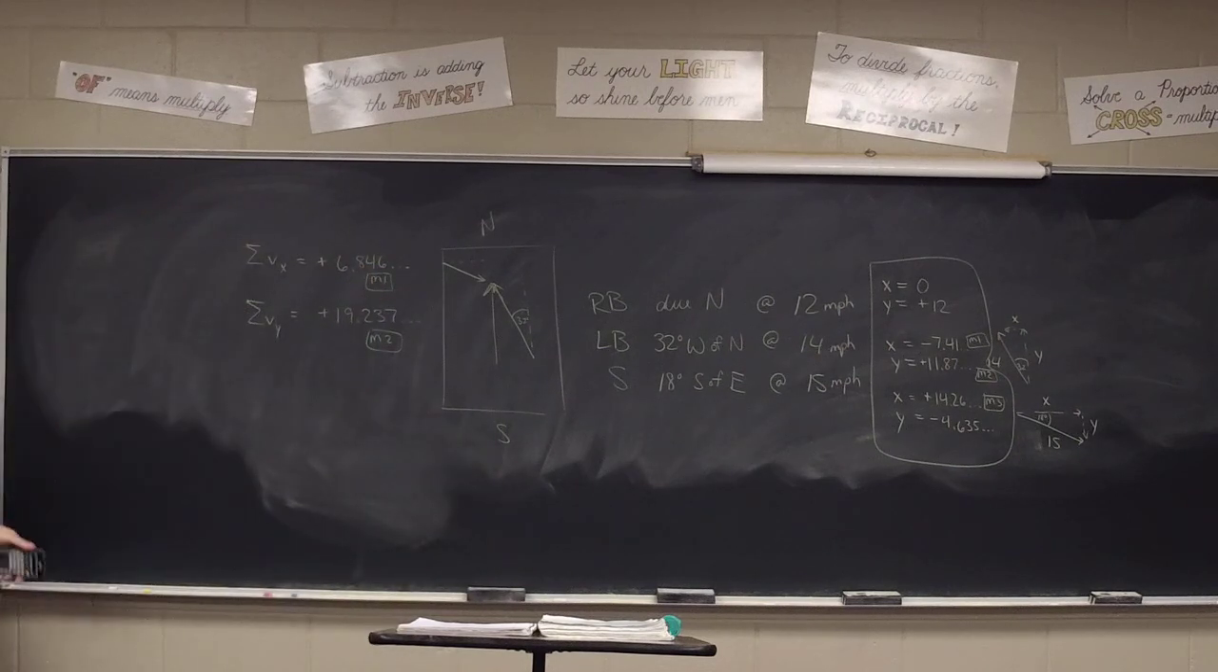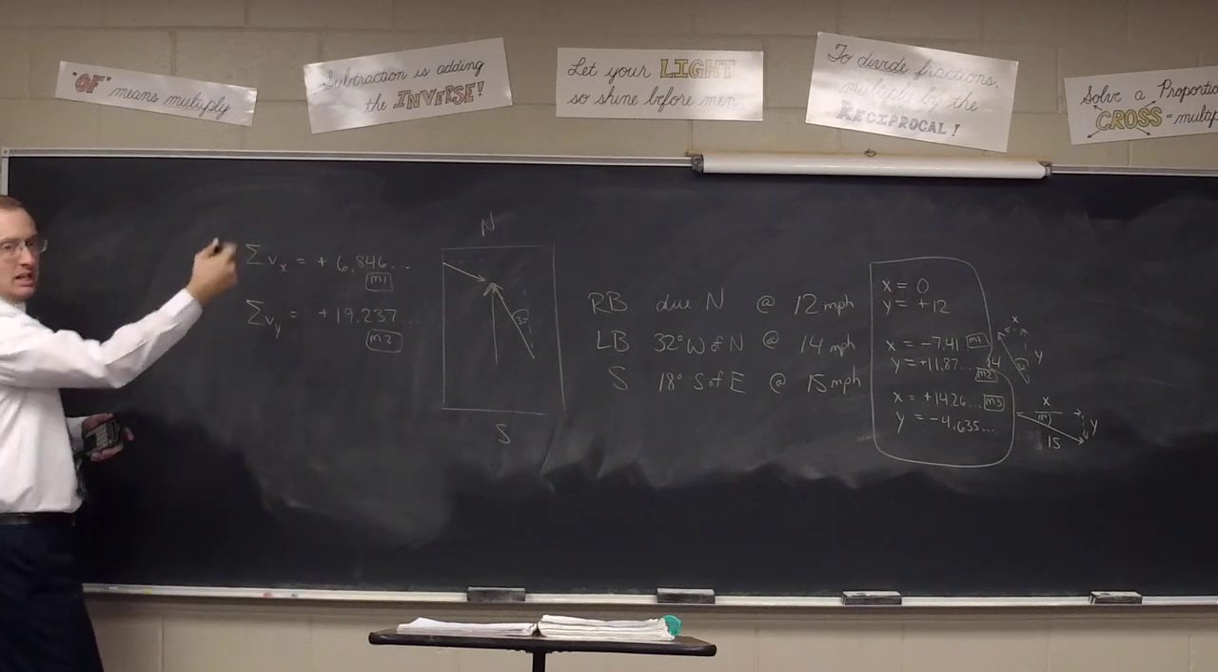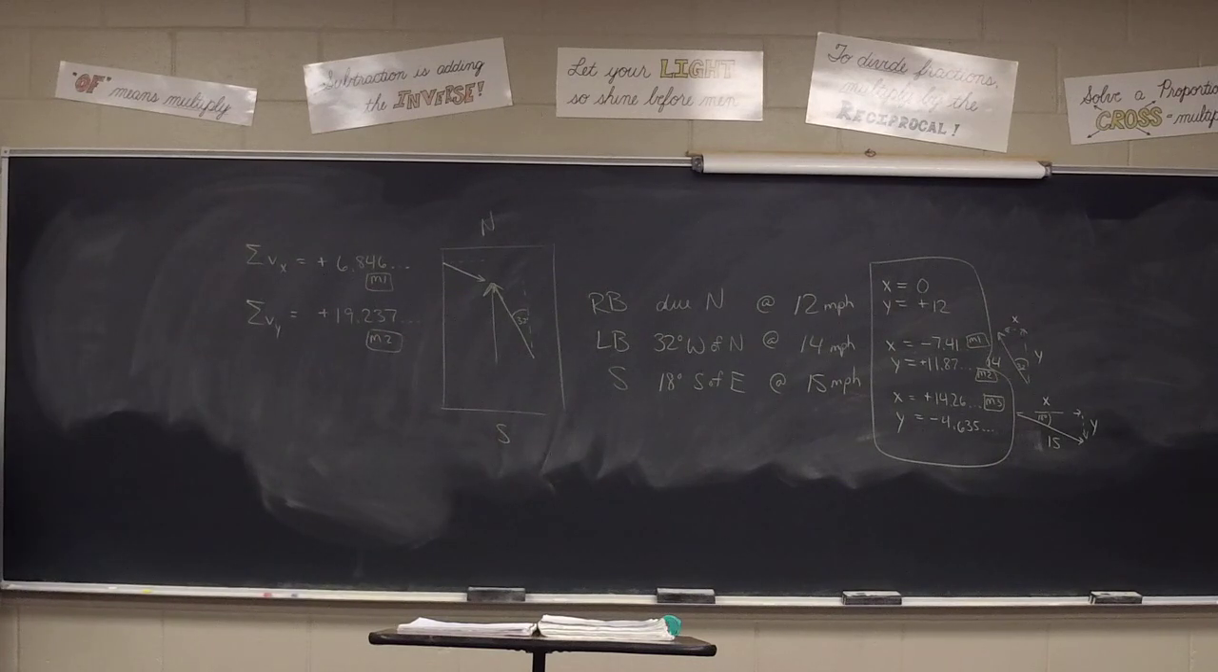Do we get these two resultants? The resultant is you're going 6 this way and 19 that way. Again, just for a brief moment before crashing to the ground. Questions on the sums in the x and the sums in the y?